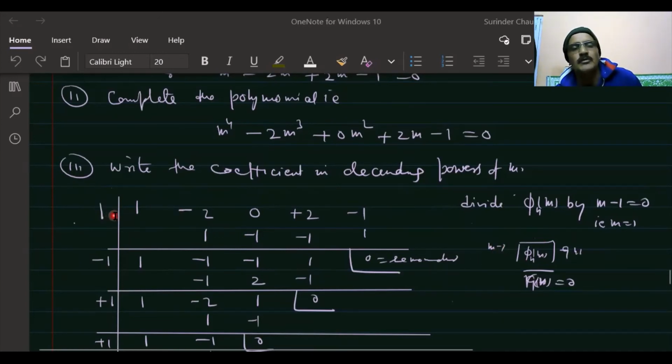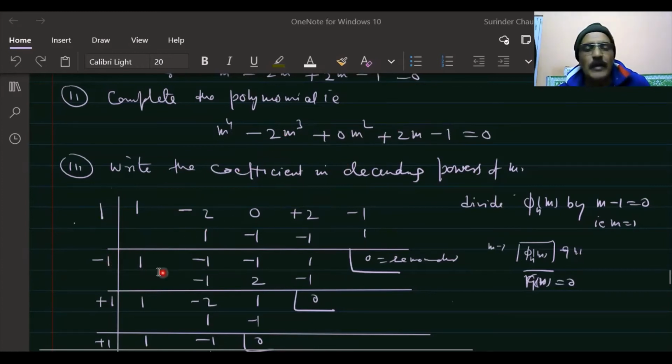So divide using these coefficients. Write the first coefficient, multiply by 1: 1 into 1 is 1, add them. The next coefficient is minus 1, multiply 1 by minus 1 to get minus 1, add them to get minus 1. Multiply 1 by minus 1, minus 1, add them to get 1. Multiply 1 with this 1, that is 1, and adding gives 0. So now this polynomial phi 4 of x can be written as this into x minus 1. Now minus 1 is also a zero of this again.